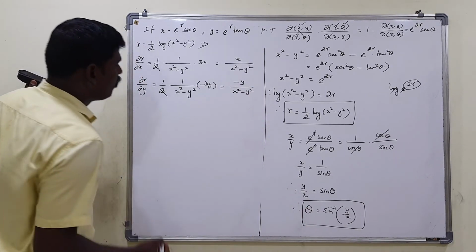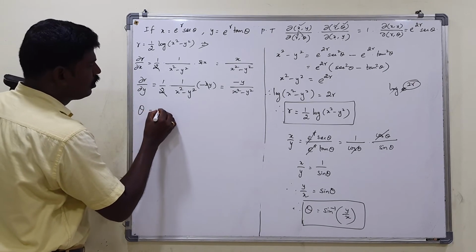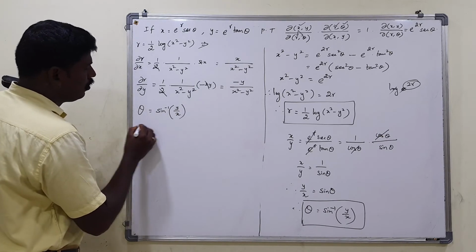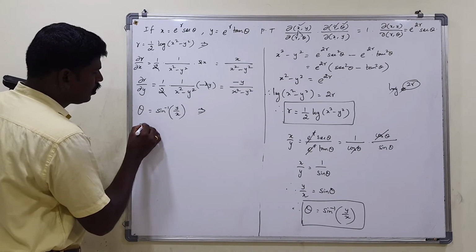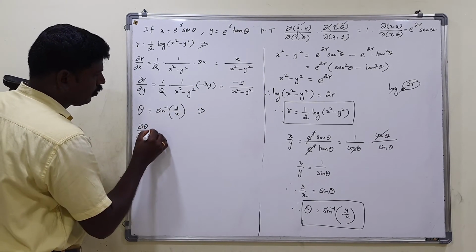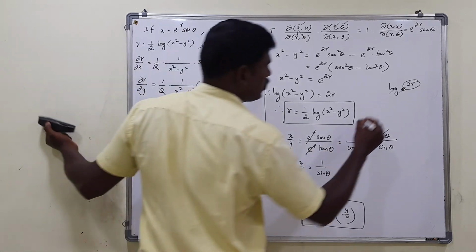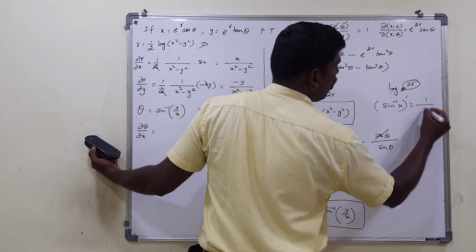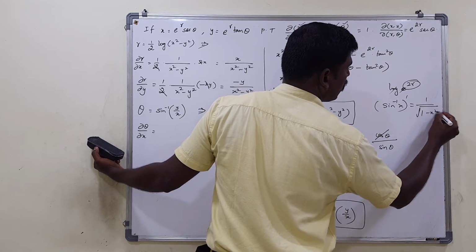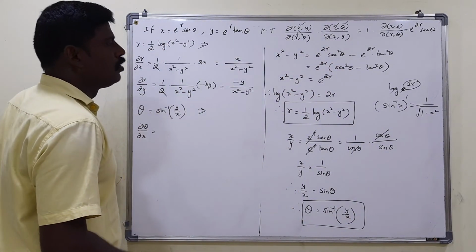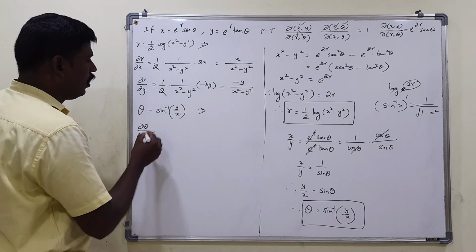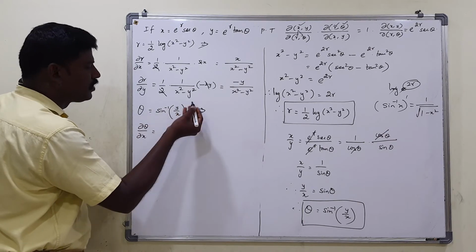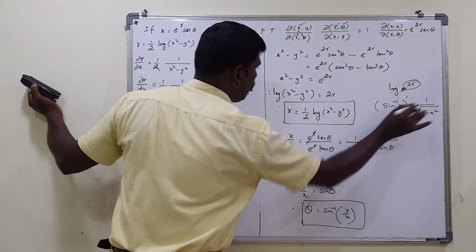Same like that for theta, right? Now theta is equal to what? Sin inverse of y by x, isn't it? So from that we can find out dou theta by dou x. What is the derivative of sin inverse x? 1 by root of 1 minus x square. Okay, right? So I am going to apply this formula here. So theta is equal to sin inverse of y by x, so it is in the form of sin inverse x. So I am going to apply this formula here.